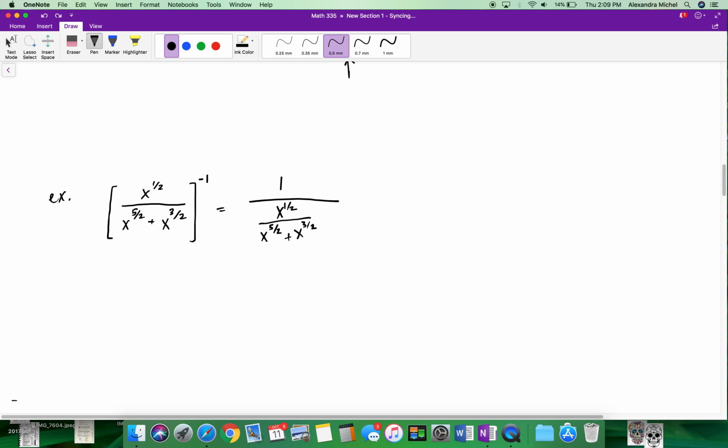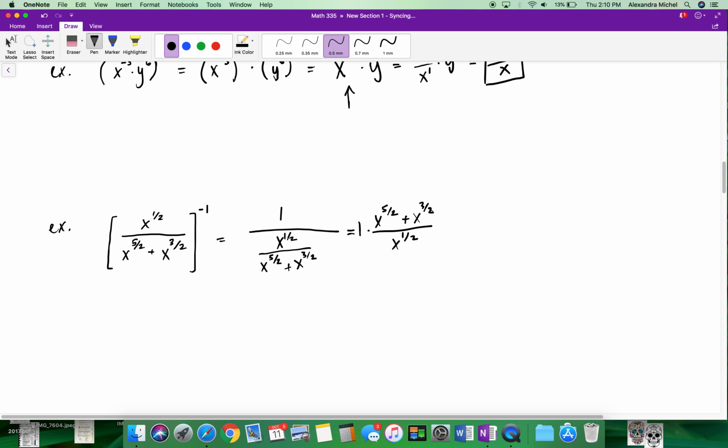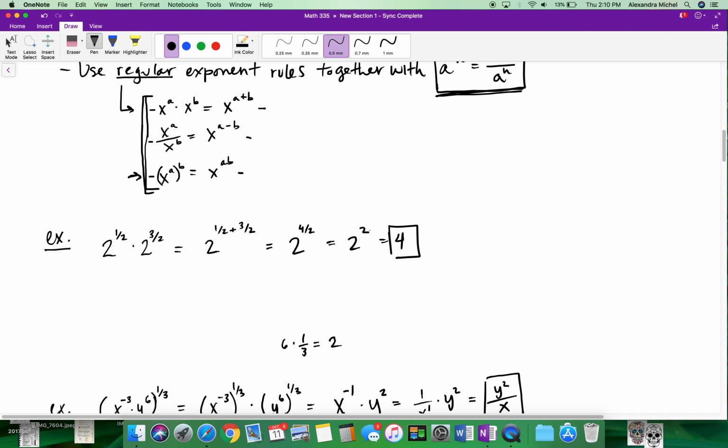And now if I'm dividing by a fraction, it's the same as multiplying by the reciprocal, so really I have x to the 5/2 plus x to the 3/2 over x to the 1/2. Right, times 1, but that doesn't do anything. Okay, and now is there anything I can do? Well, I can't add these, right? We don't have a rule that tells us we can add. We just have a multiplication rule, a quotient rule and then an exponent to another exponent rule.